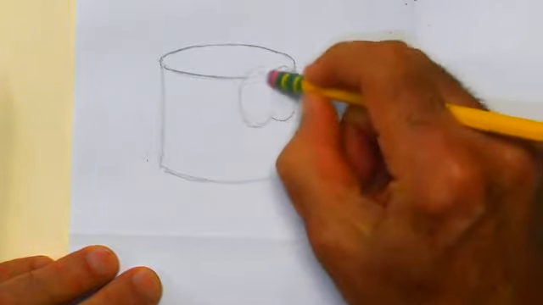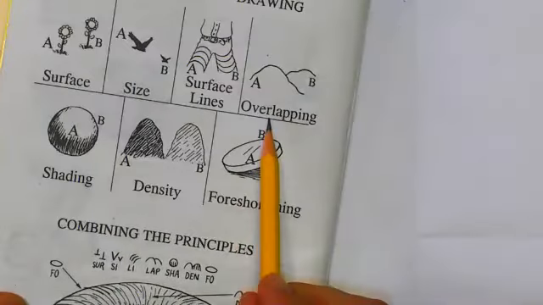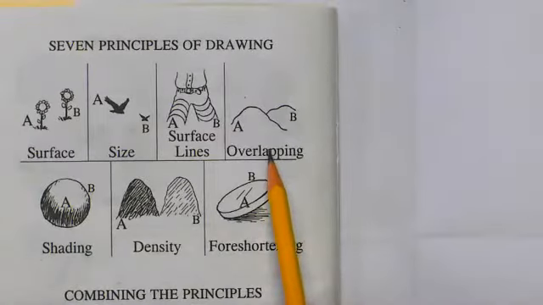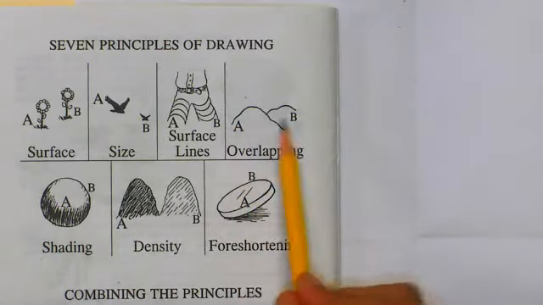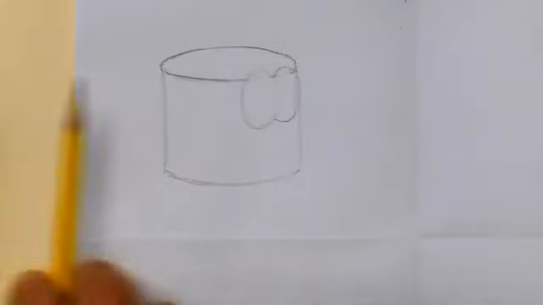And it incorporates this idea of overlapping. See, overlapping is one of the drawing principles. If you put one line in front of another one, this one looks like it's in front of that one. So this eyeball looks like it's in front of that one.